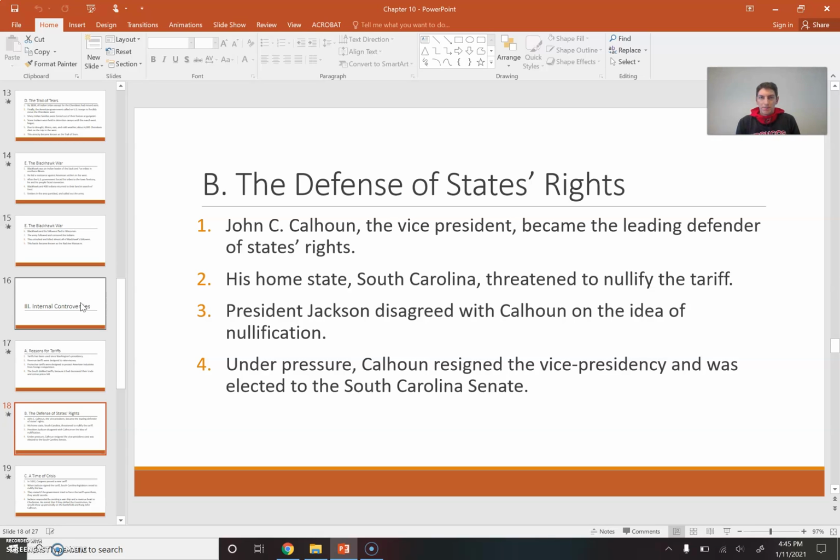So under pressure, Calhoun resigned the vice presidency. He quit, and he was elected to the South Carolina Senate. So now he quit the vice presidency, and he is serving in the Senate for South Carolina. Not in the U.S. Senate, but the South Carolina Senate, the state Senate.